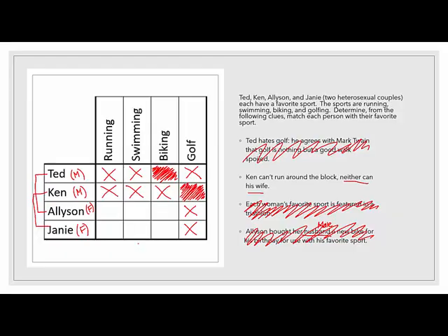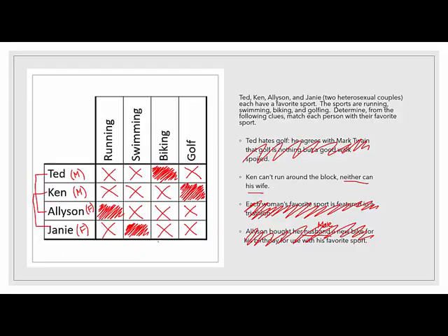So Janie is not our runner, which means that Allison must be the runner, right? By process of elimination. And if Allison's the runner, she's not going to be a swimmer or a biker, which means that Janie must be the swimmer, right? That's the only option left for swimmer. And we've made all the matches.